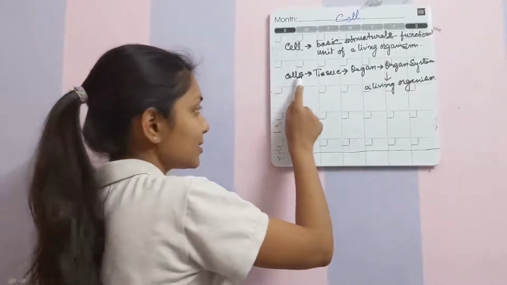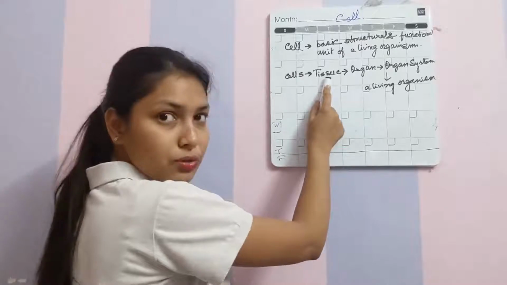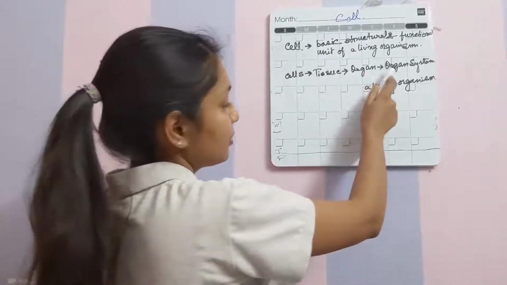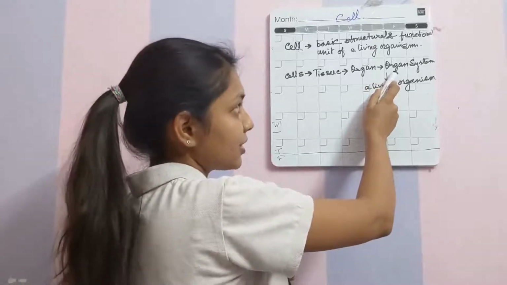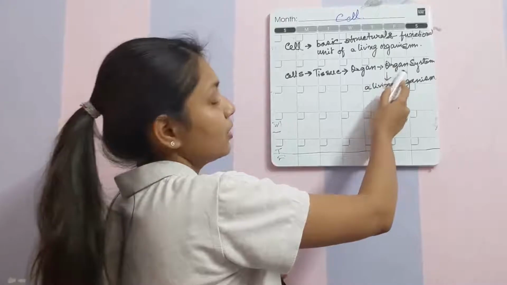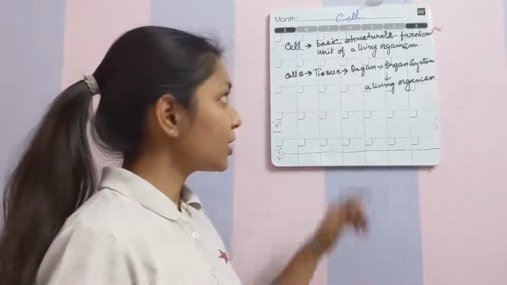So students, let's take an example. Lung cells together form lung tissue. Lung tissue forms the organ lungs, and lungs are a part of the respiratory system, and there are different other systems like the excretory system, digestive system, and reproductive system. They together form a living organism.